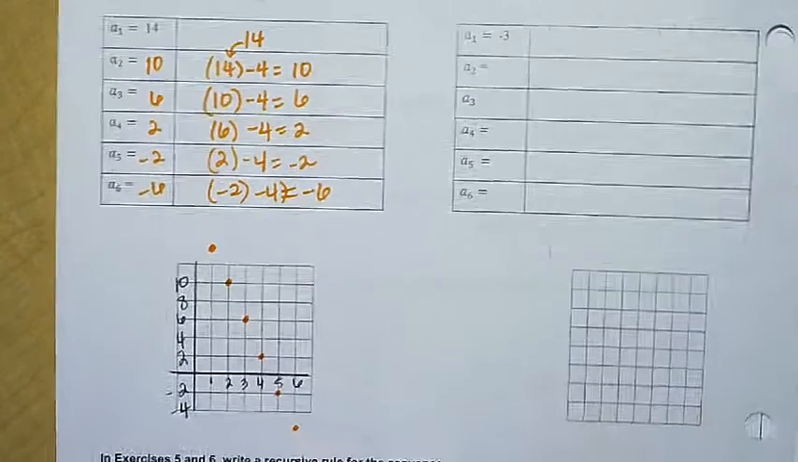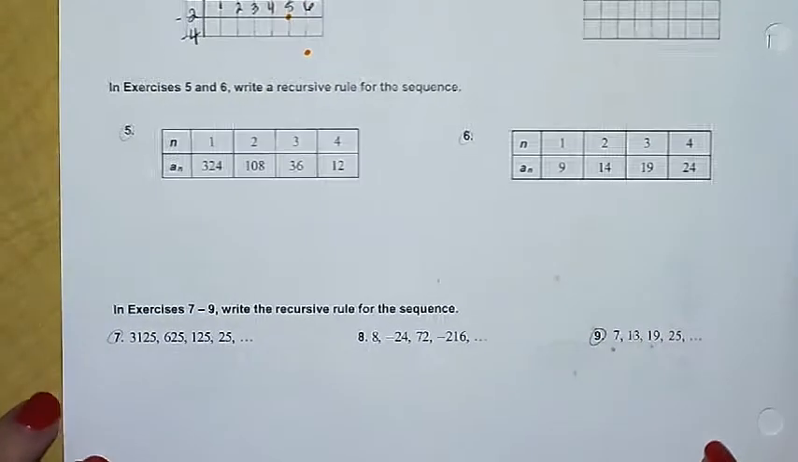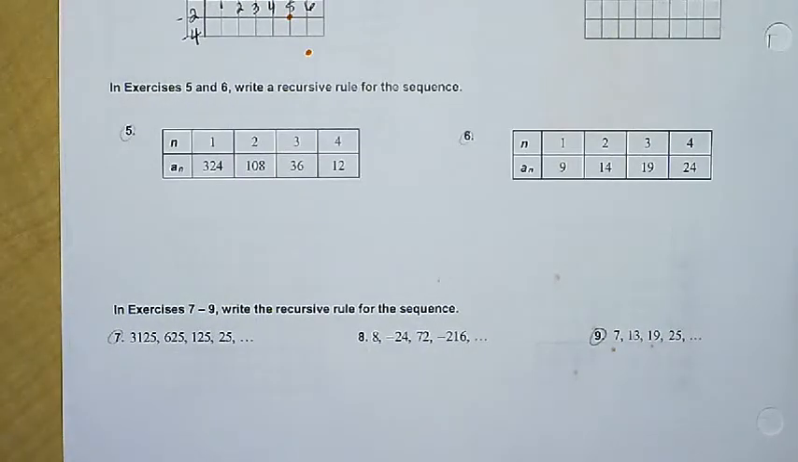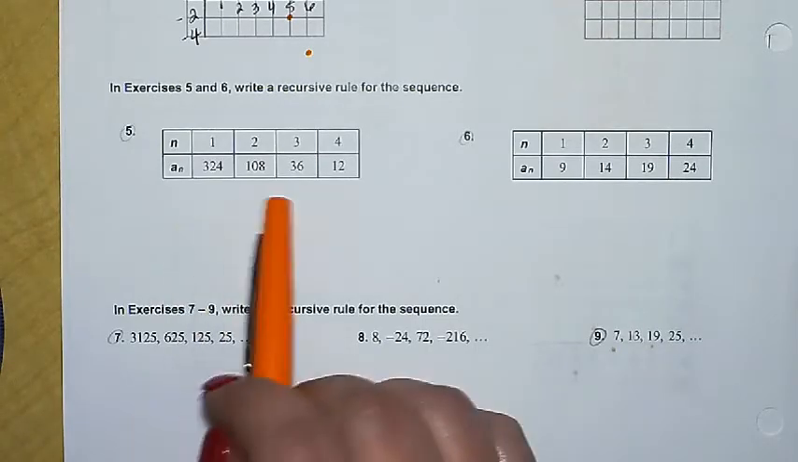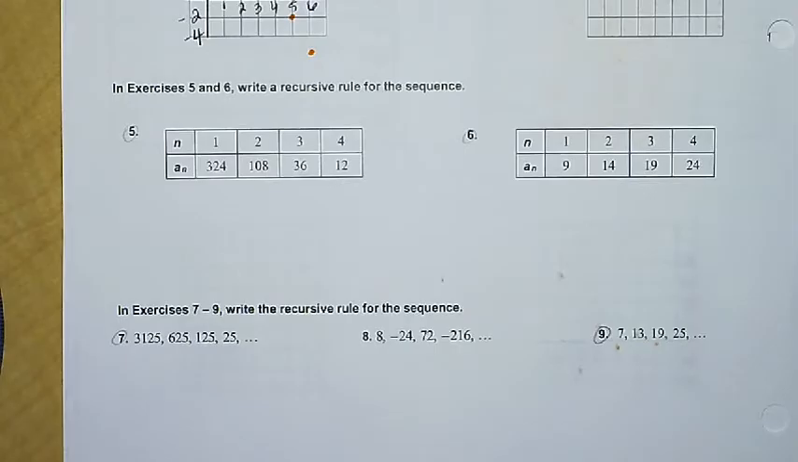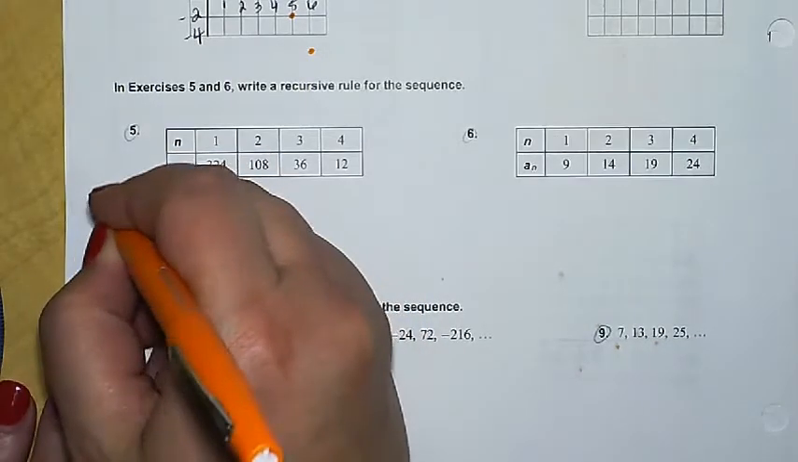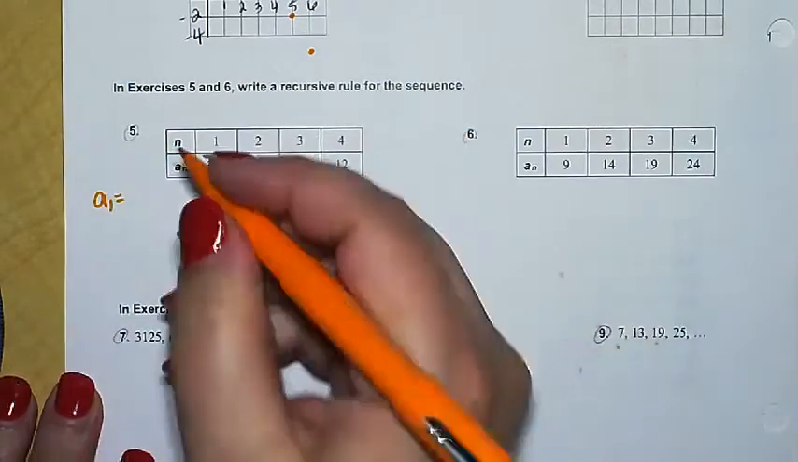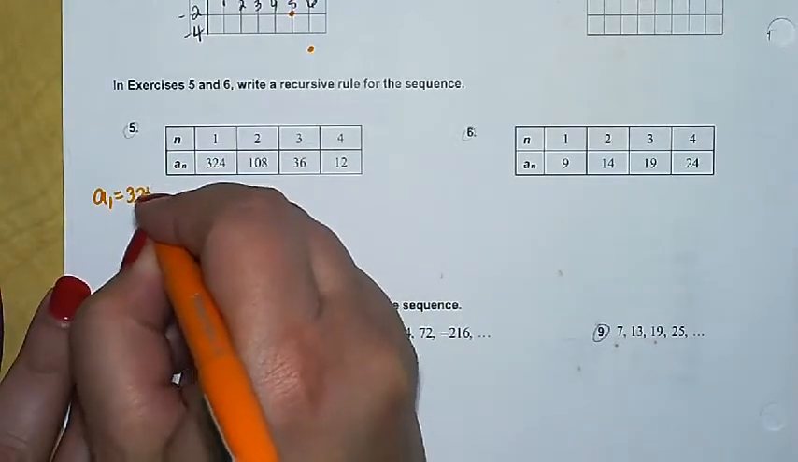All right, so that's how you use it. It's really just a way to predict and mathematically describe what the pattern is. That's all it is. So here, let's write a recursive rule for the sequence. Now they're giving us a sequence, and we want to find the recursive rule. First of all, let's always identify what number we're starting at. That's always important. So let's identify our first term in the sequence is 324.